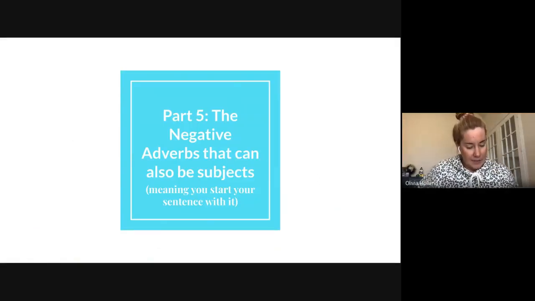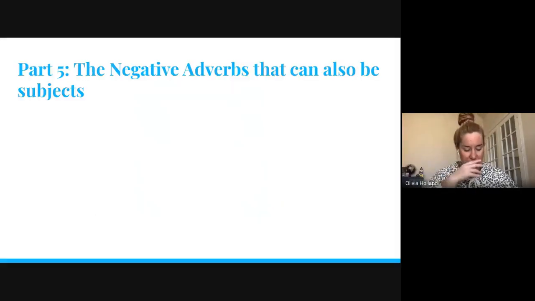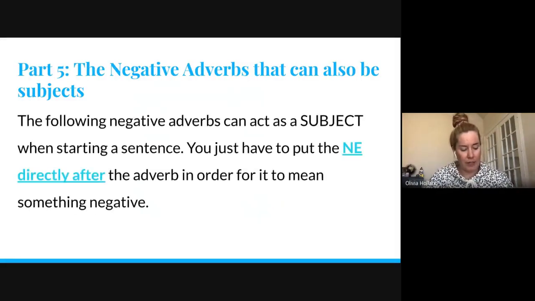Okay, the last ones are kind of complicated, but they just have an extra thing about them. And these are the negative adverbs that can also be subjects. So that means that you start your sentence with this subject. The following negative adverbs can be a subject when starting a sentence. You just have to put the ne directly after the adverb in order for it to mean something negative, okay? So again, these two that you're about to see, they can be a subject. A subject is like saying I or you or he.